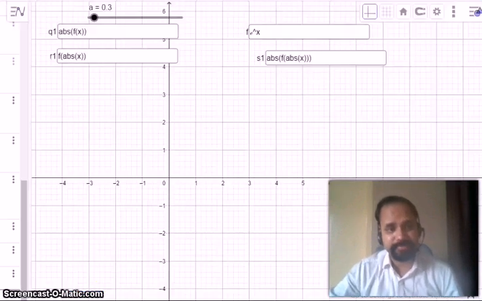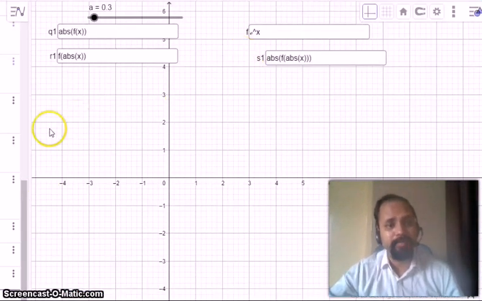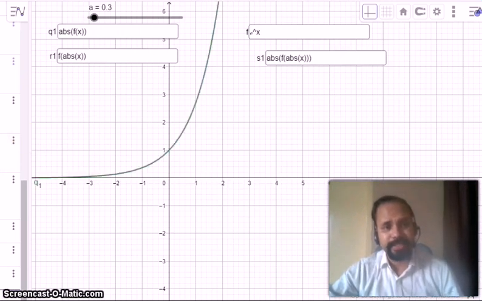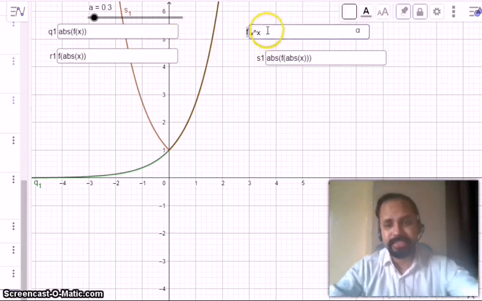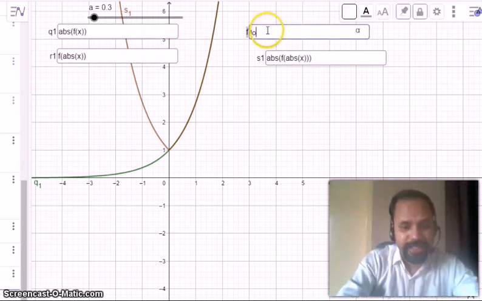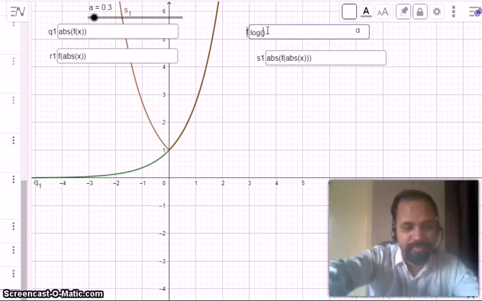Let's see the graph. If we have e to the power mod x, first we have to draw the graph of mod of e to the power x, and then draw the graph of mod of e to the power x. Let us see if we change the graph, if we have log of x.